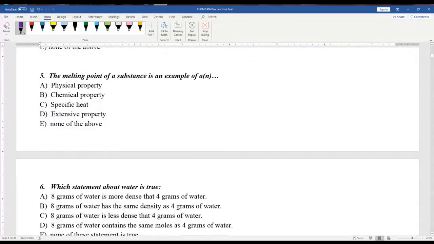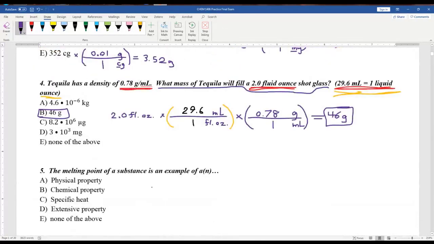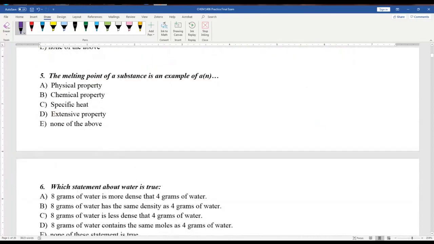All right. So let's go ahead and terminology stuff is important, and it doesn't take that long to go over. So let's go ahead and look at number 5. The melting point of a substance is an example of what?